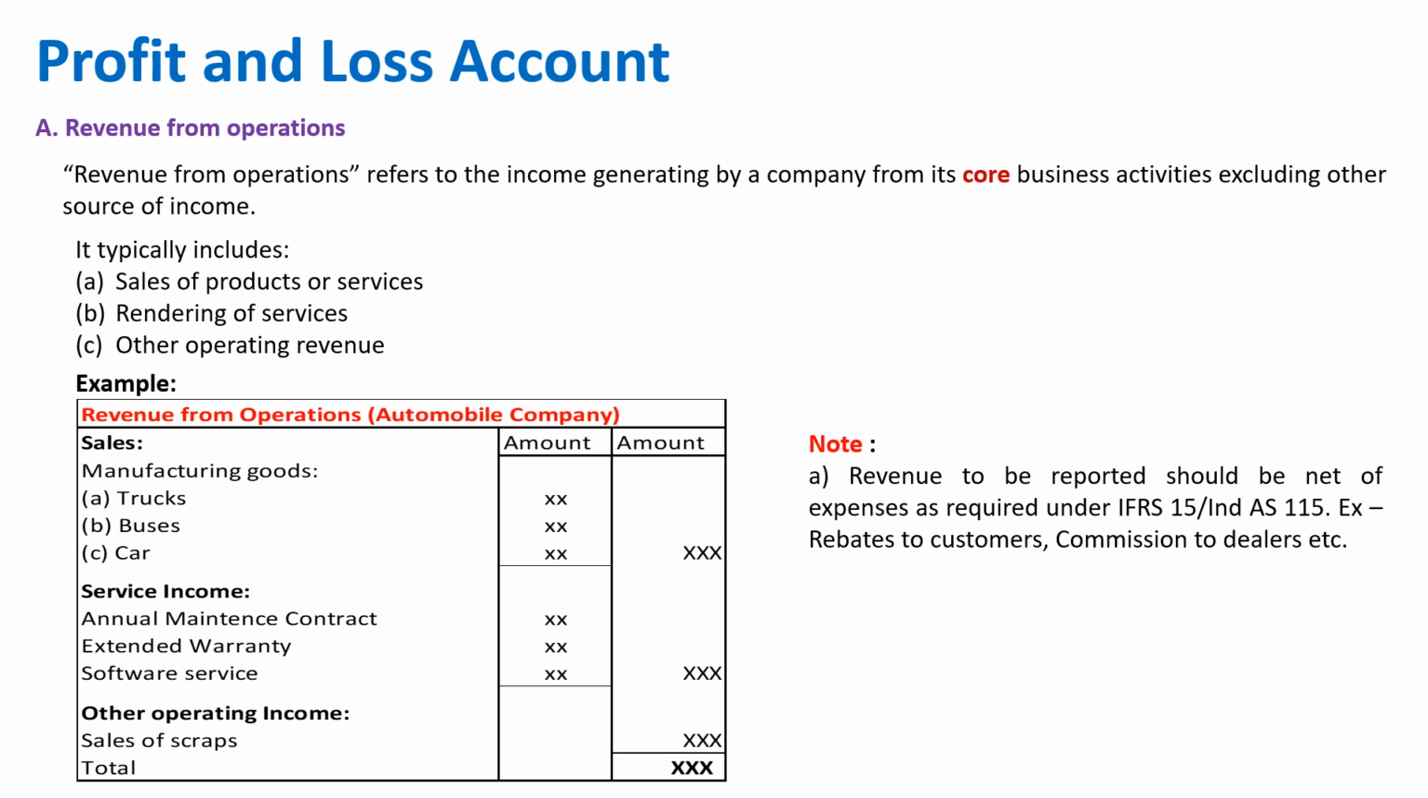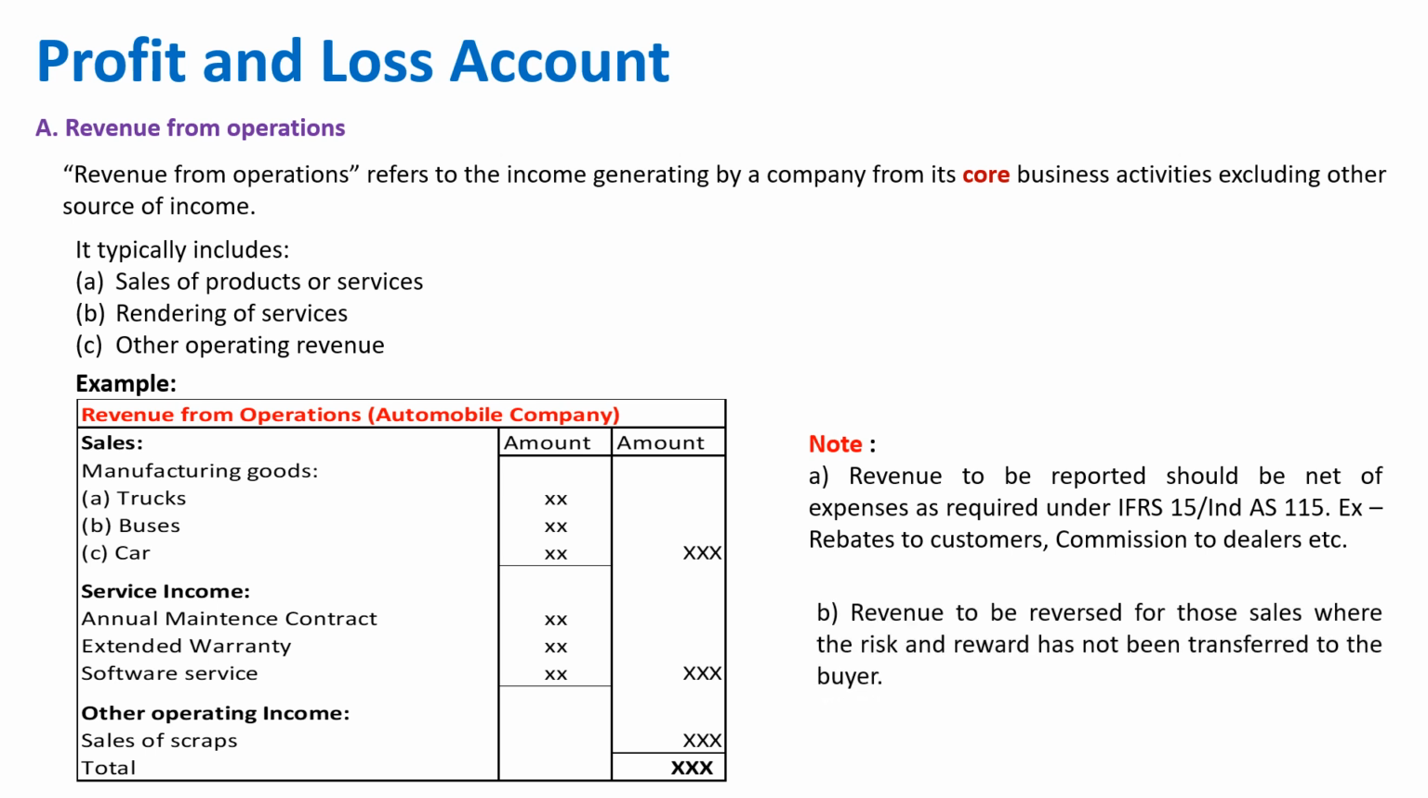Few points to keep in note. One is revenue to be reported should be net of expenses as required under IFRS 15 or Ind AS 115. Example, rebates to customers, commission to dealers. So don't forget that. Whatever is to be adjusted as per Ind AS 115 has to be netted off with the revenue. The second point is very important: the revenue is to be reversed for those sales where the risk and reward has not been transferred to the buyer. It's not that because I have raised an invoice, I'll recognize it as revenue. We have to follow IFRS 15 or Ind AS 115, where we have to check the revenue cutoff. That means whether the goods have moved out of the factory or not, or if it is an export case, whether we have received the bill of lading or not, right? That needs to be checked.